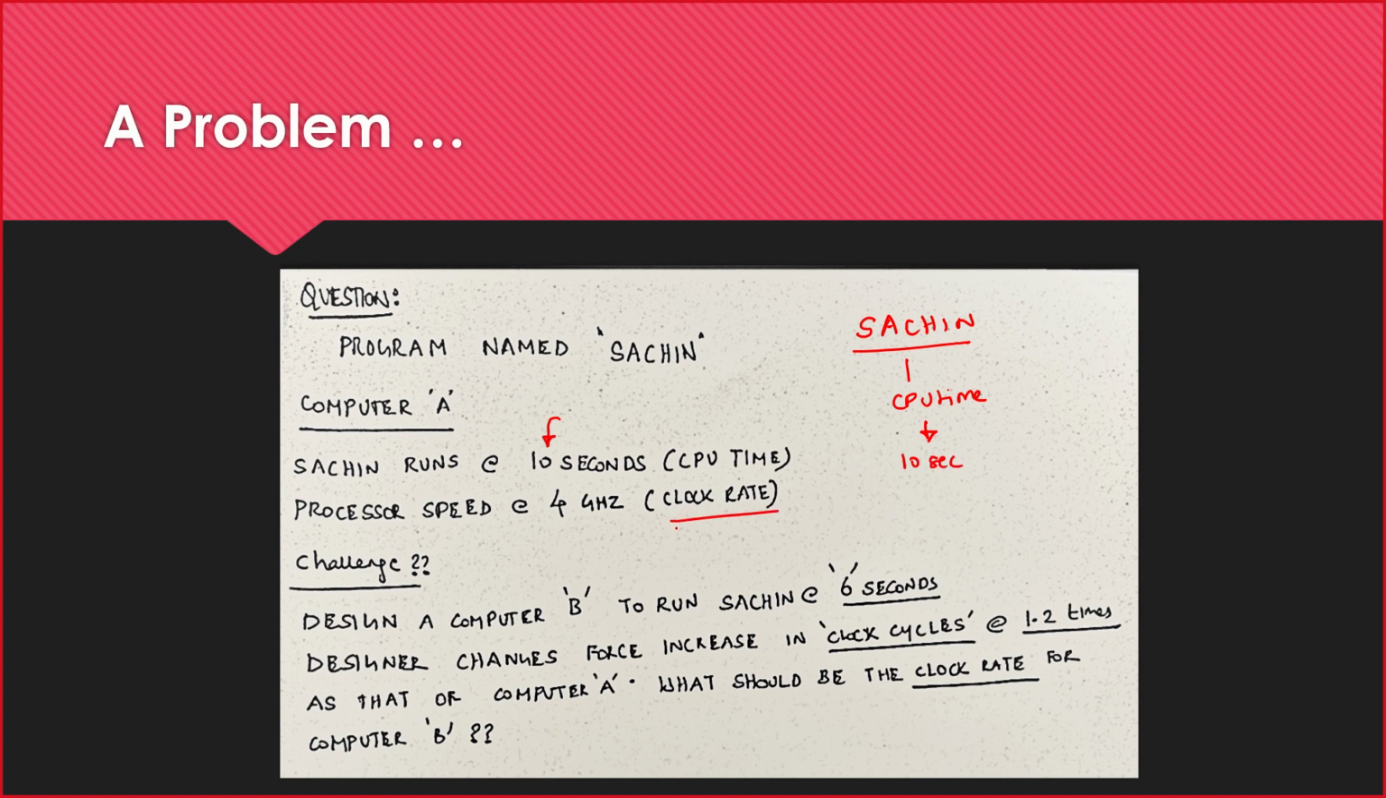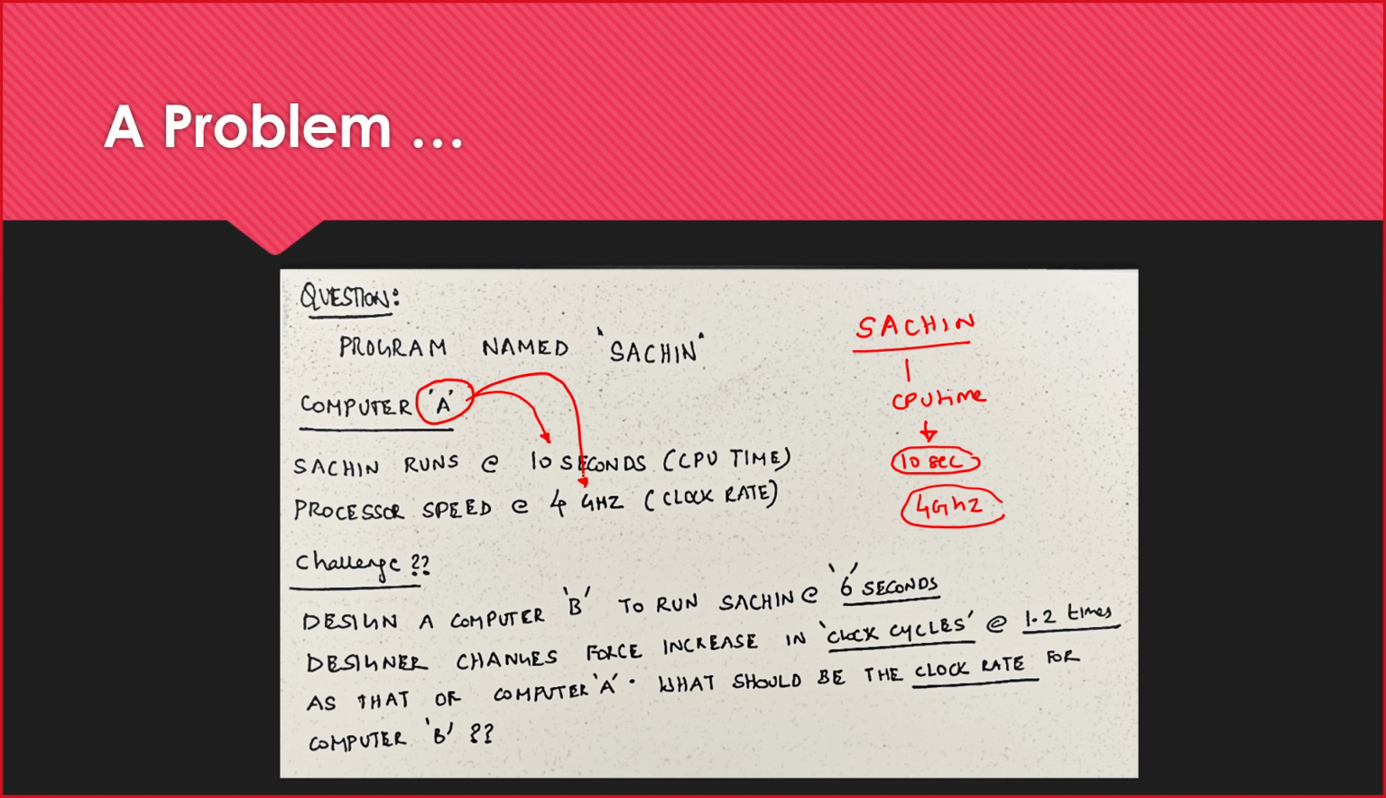Now, the clock rate is nothing but the speed. You could not have understood it last time when I called it clock rate. Now you can understand it. The processor speed is nothing but the clock rate. It is 4 gigahertz. Now he needs CPU time of 10 seconds and he has 4 gigahertz speed. This is the speed of the machine that he has. This is the guideline that they have given, or the features described in the question. Now what is the challenge and what is the question? This is computer A, where Sachin runs in 10 seconds and it uses 4 gigahertz.